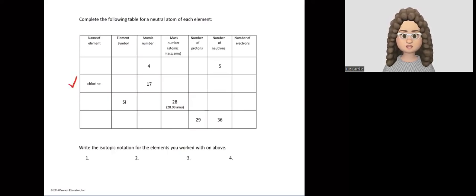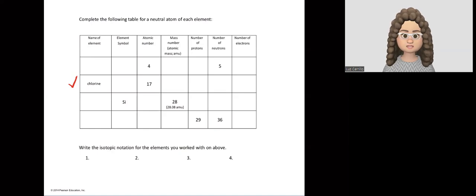So if we look in the second row, we've been given the name of the element, and we've also been given the atomic number for the element. From there, we need to make sure that we fill in the element symbol, mass number, number of protons, neutrons, and electrons. Let's proceed.